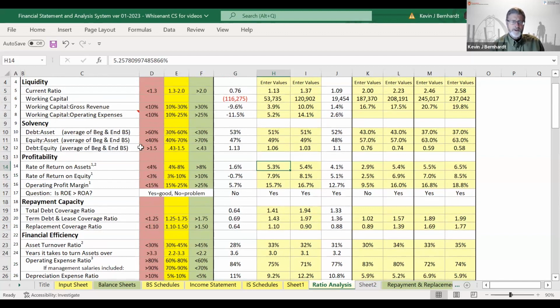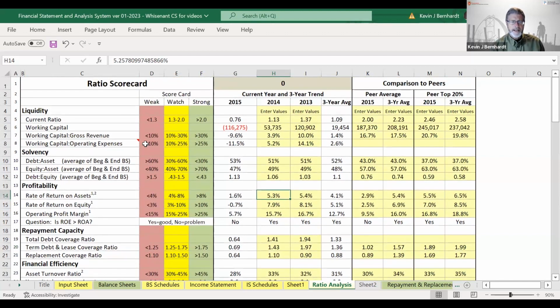The other thing that's valuable about the ratio scorecard is there are predetermined metrics for the scale of how to read your ratio. And that scale follows the stoplight idea. So red is a weakness, a vulnerability, if you find your ratio in that area. Yellow is a watch area or a cautionary area. And if your ratio is in the green, that means that's an area of strength.